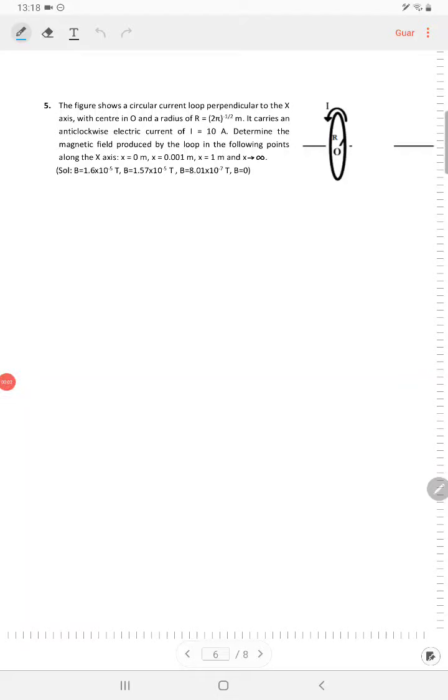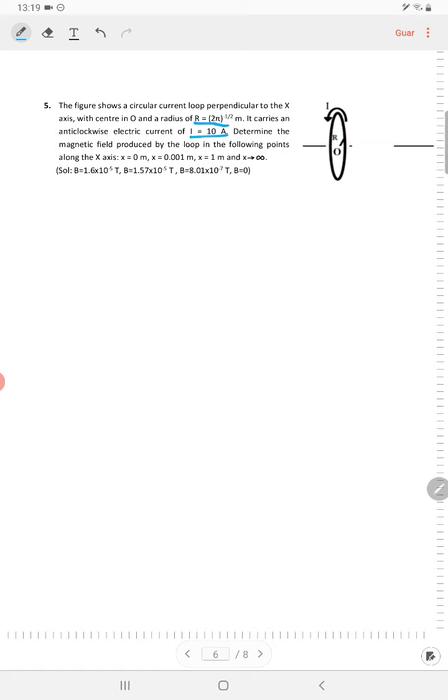In this video, we solve problem 5 of Unit 15. We have a current loop which has an axis that is parallel to the x-axis, and with the radius given here, and that is carrying a current of 10 ampere. And they want us to determine the magnetic field produced by the loop in several points along the x-axis. So in its center, at 1 millimeter away from the center, at 1 meter, and very, very far away.